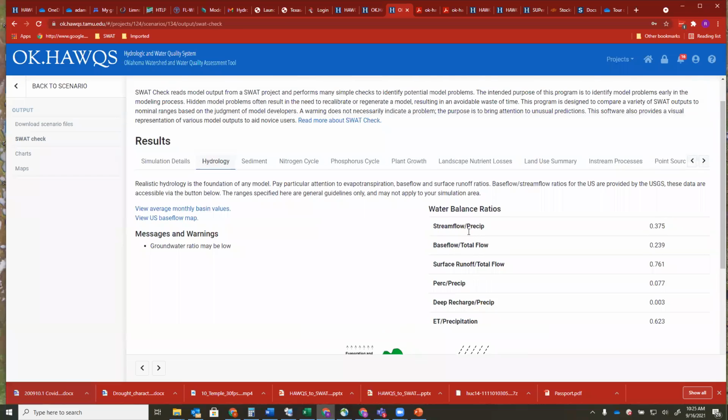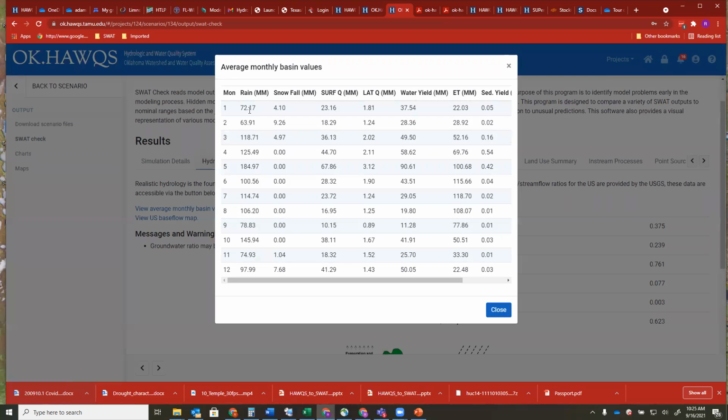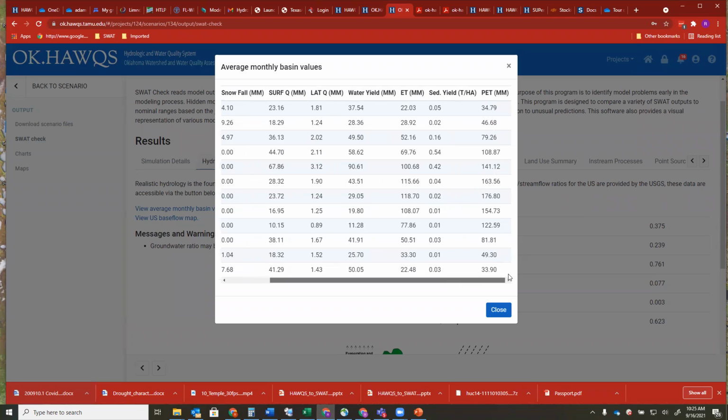Okay. Same thing. Oh, by the way, you can also look at the same data that I'm showing you in monthly averages. So if you're running the model for 11 years, this is the 11-year average of the month of January, February, March, April, and so on. How much is rain, how much is snow, how much is runoff, lateral, stream flow, evapotranspiration, sediment, PET, and so on. Okay.